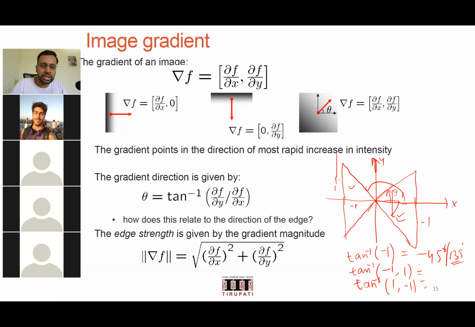Correct. So do you see now, if I'm explicitly keeping track of the signs of my numerator and denominator, I am able to extend the range to minus pi to pi. Is that clear? Yes, sir. Right. Is it clear to everyone? So that's why usually you use a tan 2 function here.